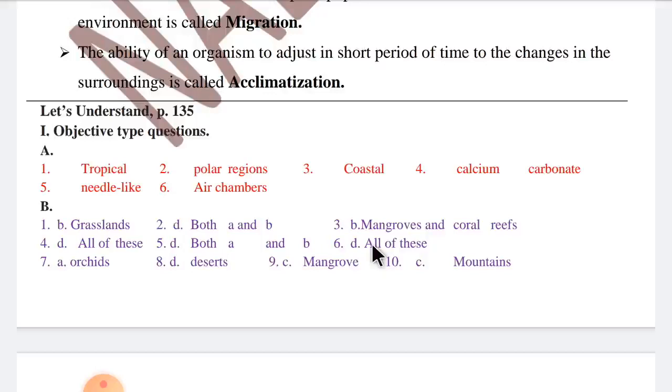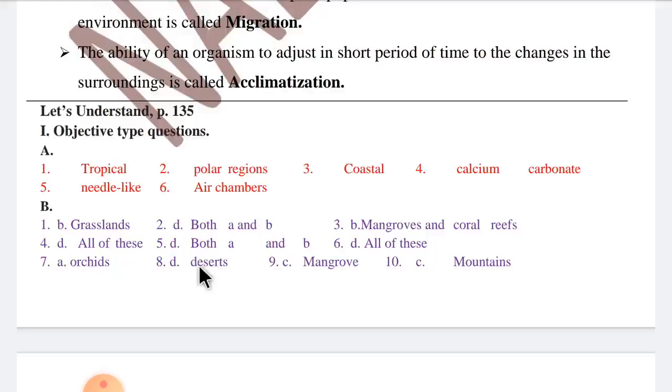Let's see the sixth one: which of these help a fish to survive in water? The answer is all of these, means you have to see A, B, C, all three options. Gills to breathe, fins to swim, streamlined body, all three conditions in which the fish survives in water. Let's see the seventh one: which plant is found in tropical forest? The correct answer is A, orchids.